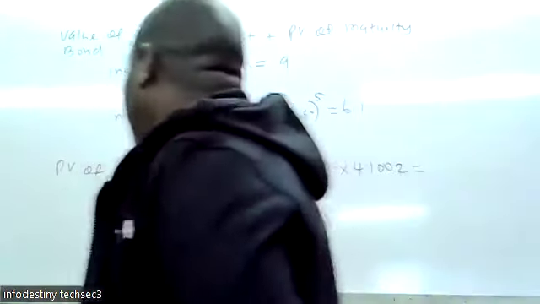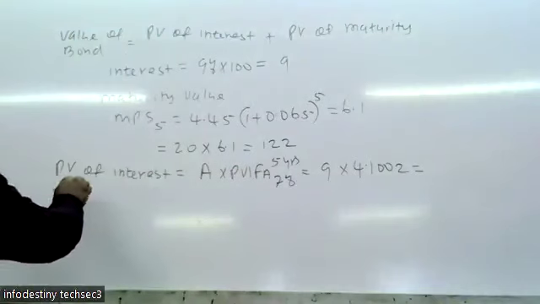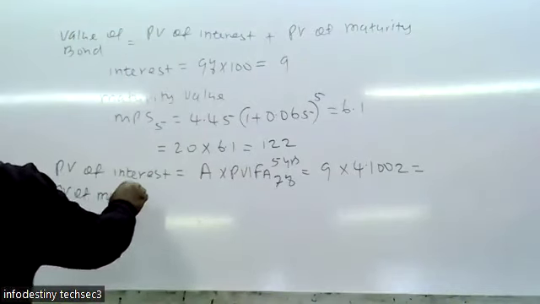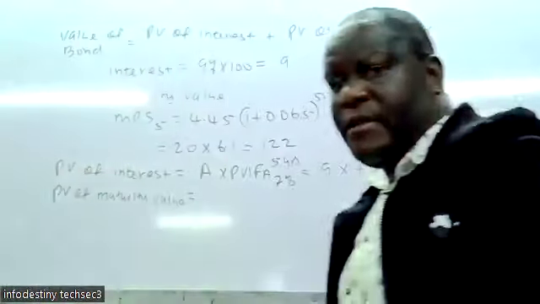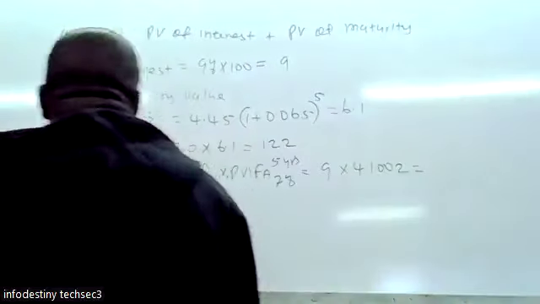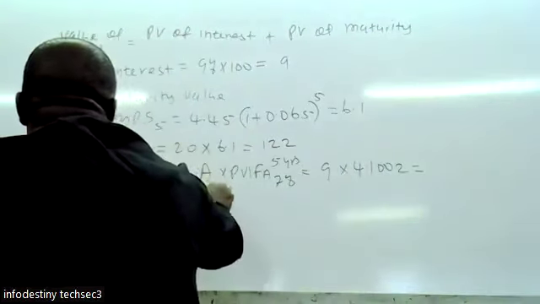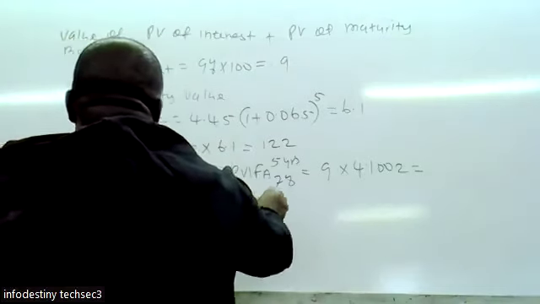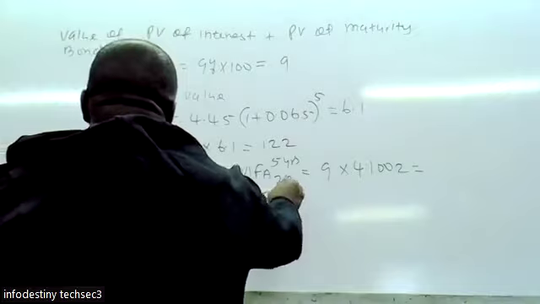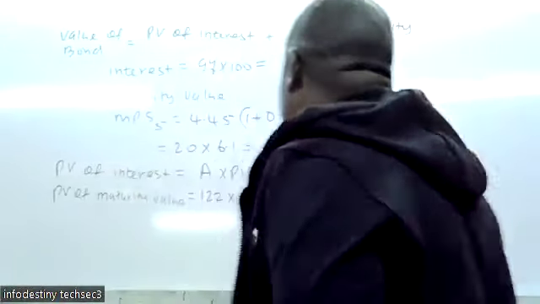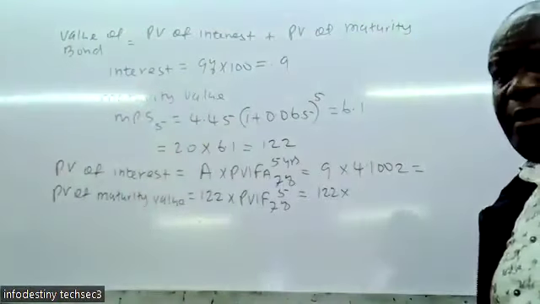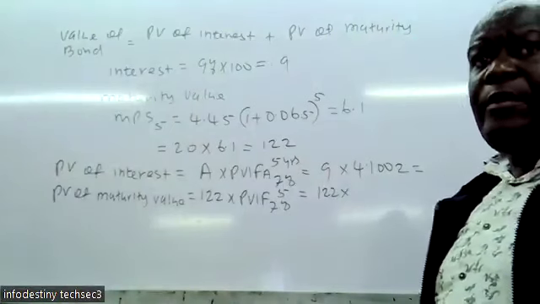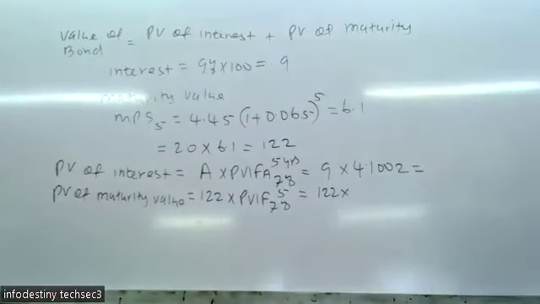4.1002. Then we also add the present value of the maturity value. To get the present value of the maturity value, you simply take that figure of 122 and discount it at the present value interest factor, 7% year 5. You confirm 7% in year 5 in the single period table.